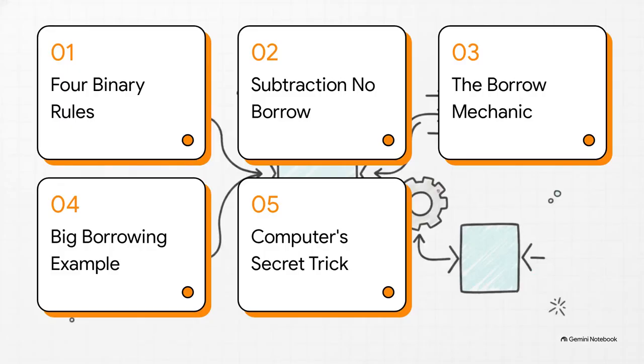Think of this explainer kind of like a video game tutorial. We're going to scaffold our knowledge through 5 quick steps. First, the 4 binary rules. Second, subtraction without borrowing. Third, the borrowing mechanic explained. Fourth, a big borrowing example. And finally, we'll look at the computer's secret trick.